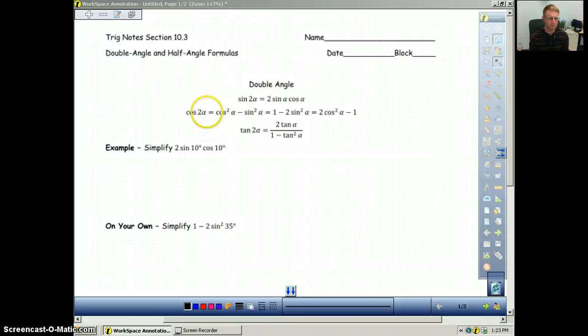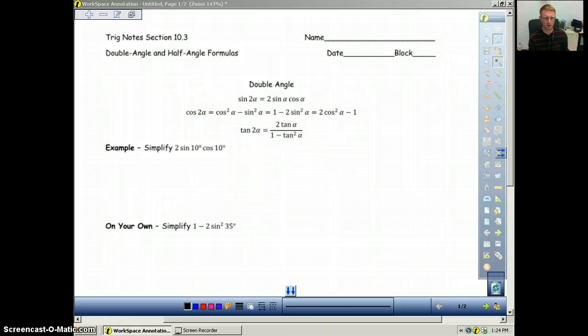This is 10.3. We're moving on to different types of formulas. We have two more sets of formulas we have to learn. The one is called the double angle formula, and the other is going to be called the half angle formula. And we have a formula for all three: the sine function, the cosine function, and the tangent function.